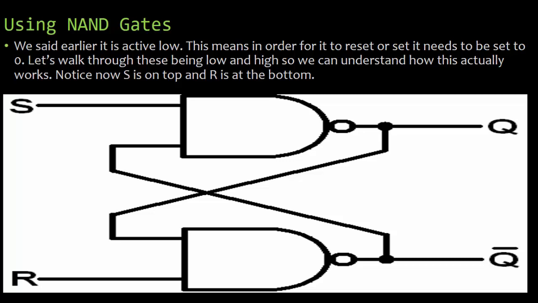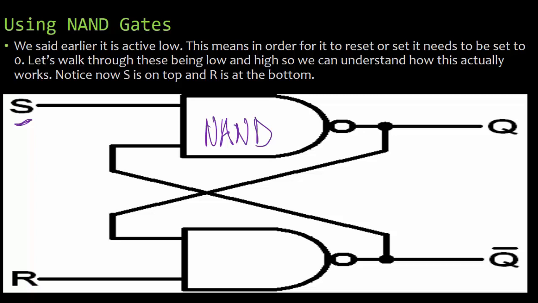We're going to walk through these, S being low, R being high, R being low, S being high, so we can understand how it works. Now, what you need to notice here is that we are not using NOR gates, we are using a NAND gate. Both of these are NAND gates. And also notice that S is now at the top, R is at the bottom.